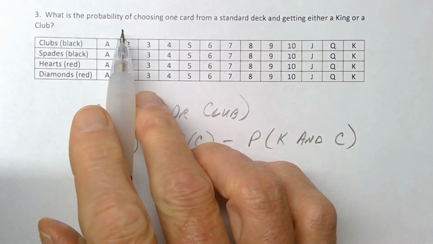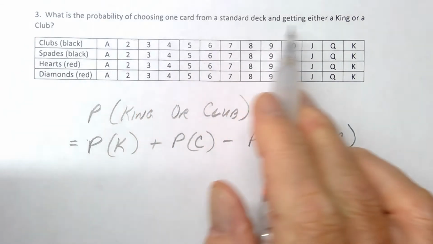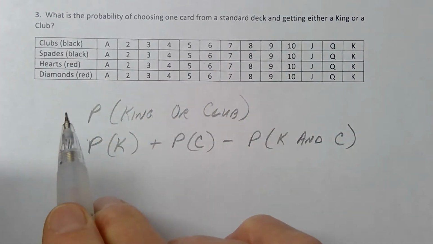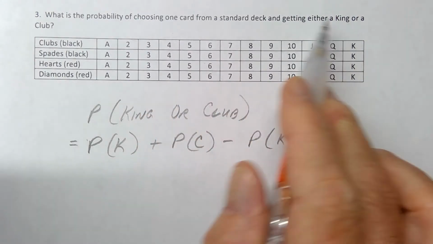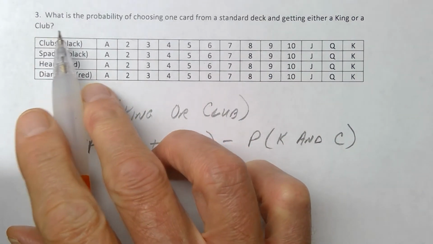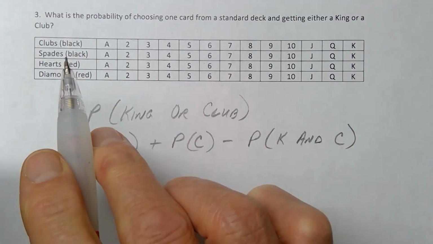All right, let's try this on. What's the probability of choosing one card and getting either a king or a club? All right, you're playing a game. Somebody says, hey, draw a card. If it's a king or a club, you win a prize. Let's calculate the probability that you win this prize.